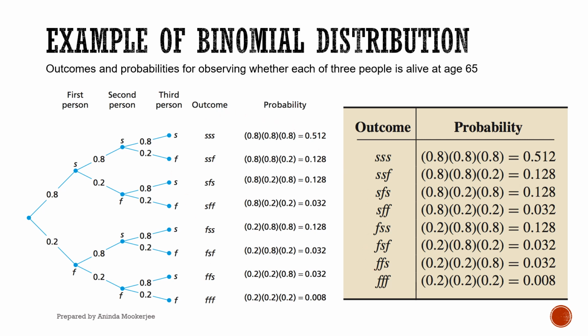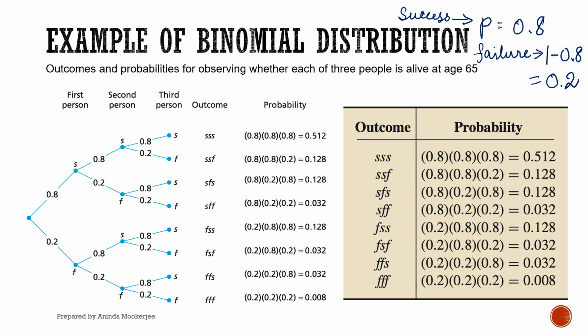Now, the success probability, that means the probability of finding a person alive at age 65, is 0.8. This is the success probability. It's not written explicitly here, but I know it because this is a problem from the book, and that's the success probability value being used. So P equals 0.8. Now, if P is 0.8, then the failure probability is going to be 1 minus 0.8, which is equal to 0.2.